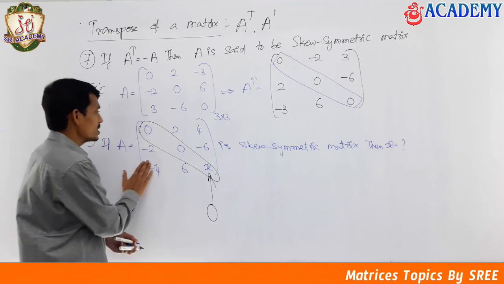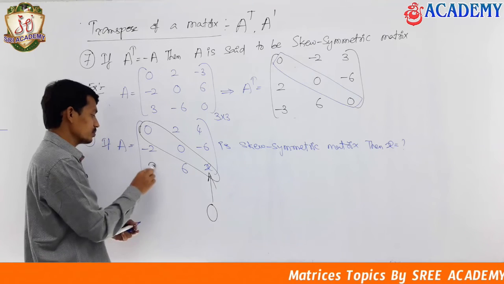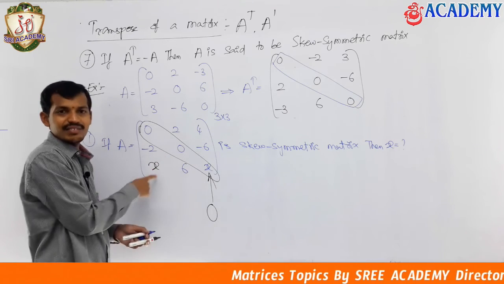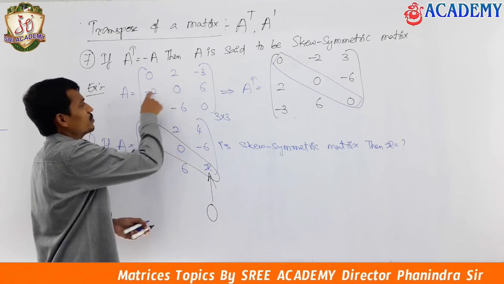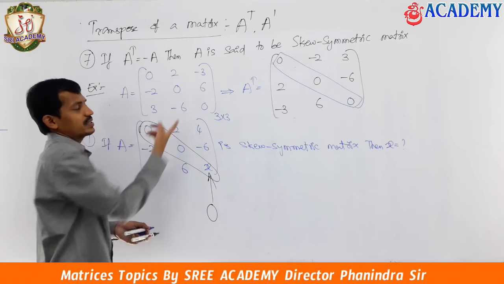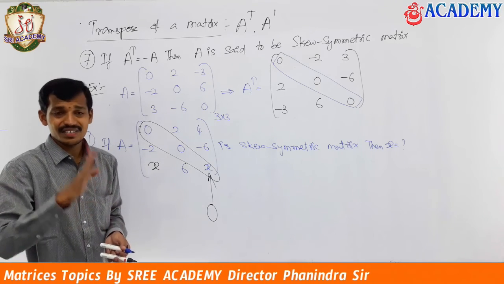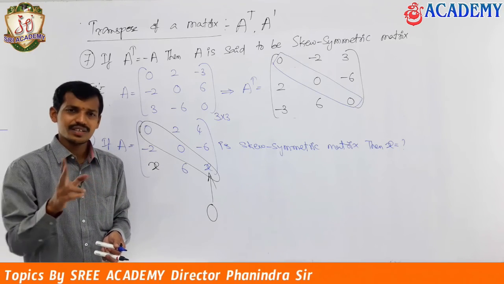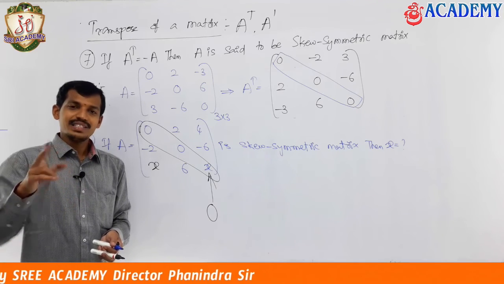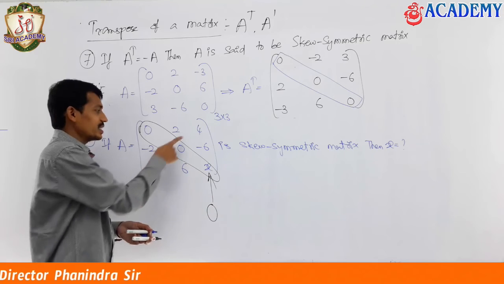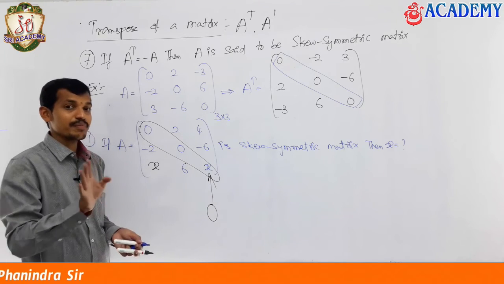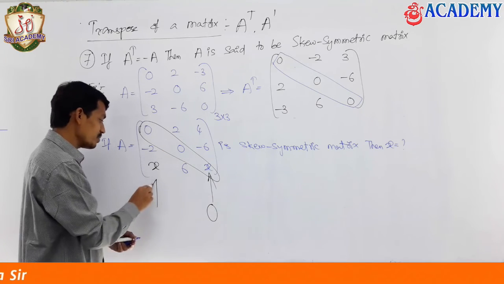For suppose if you miss it here, there is 4, here there should be minus 4. Here there is 2, here minus 2. Here minus 6, plus 6. Same thing here: 2, minus 2, minus 3, plus 3, 6, minus 6. Always additive inverse. For suppose if you miss it here, x is nothing but minus 4, not plus 4. Here x is going to be minus 4.